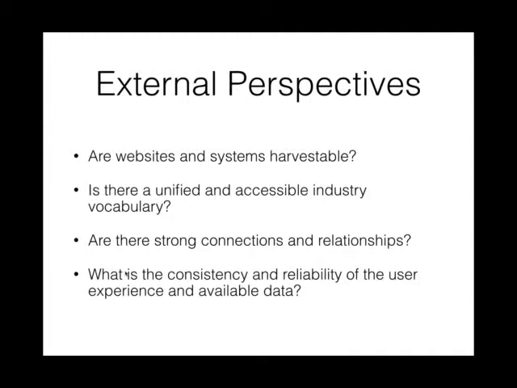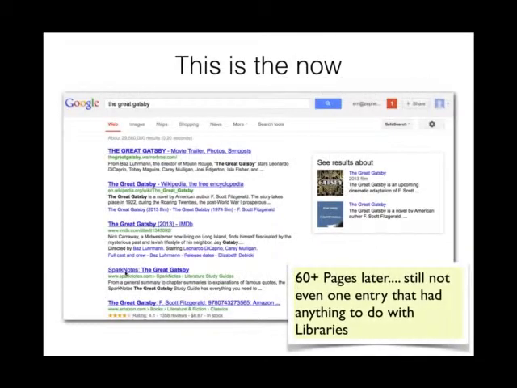So from an external perspective, from my colleagues at the search engines: are websites and systems harvestable? Is there any unified, accessible industry vocabulary that allows us to identify patterns among libraries? Are there strong connections and relationships among these assets? And frankly, what is the consistency and reliability of the user experience to the available data? When we want to be part of this larger discussion, these are the questions we have to answer. Unfortunately, when we dig a little deeper, our catalog, as I was mentioning earlier, search your public library and Harry Potter, this is really what we're dealing with now.